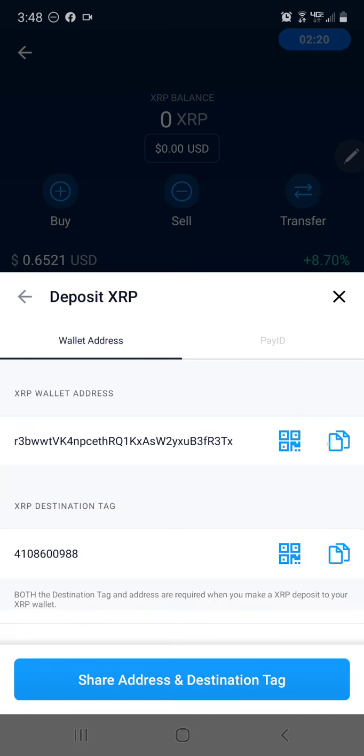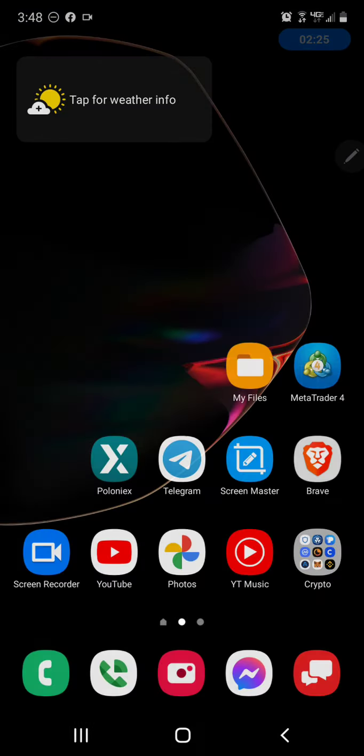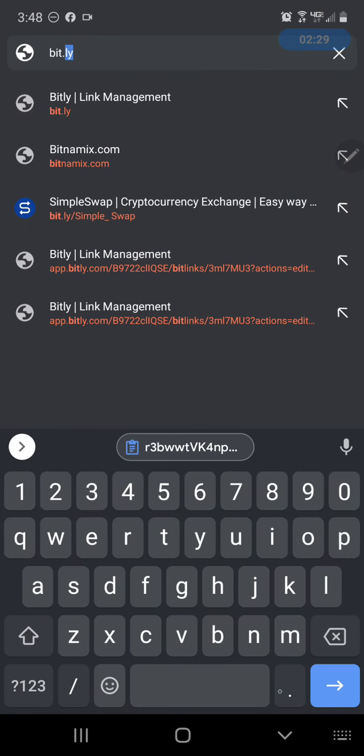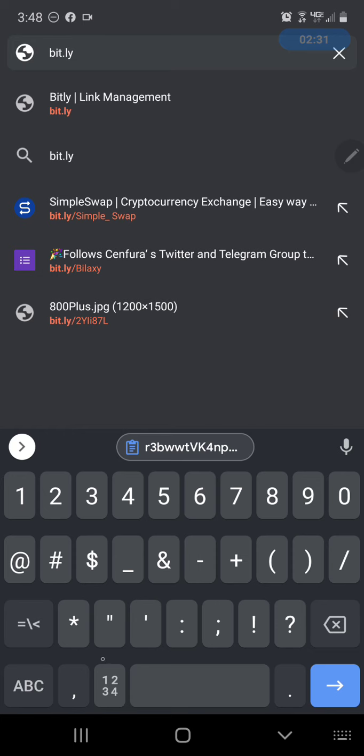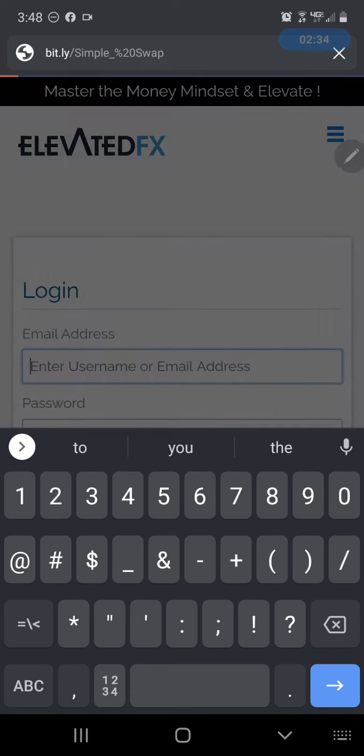Just remember that. We're going to go ahead and copy the deposit address, and then we're going to go over to our browser, and we're going to look up bit.ly/SimpleSwap. All right.